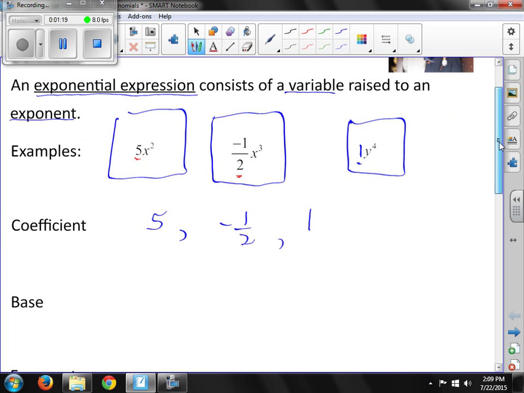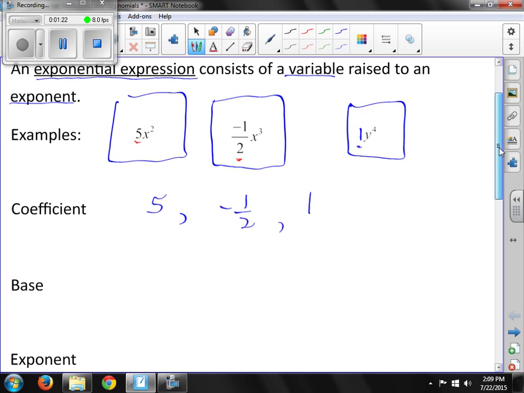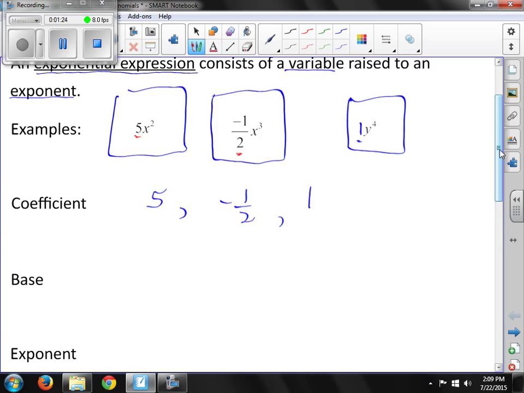Now let's see what we're talking about when we talk about the base. In the first expression, 5x squared, the base is x. That's what the exponent is resting on. The base of the second one, negative 1/2 x cubed, is x. The third one, what the exponent is resting on is the y.